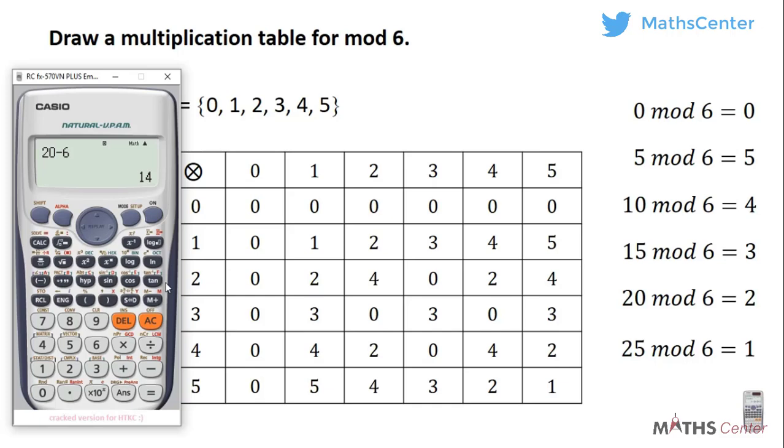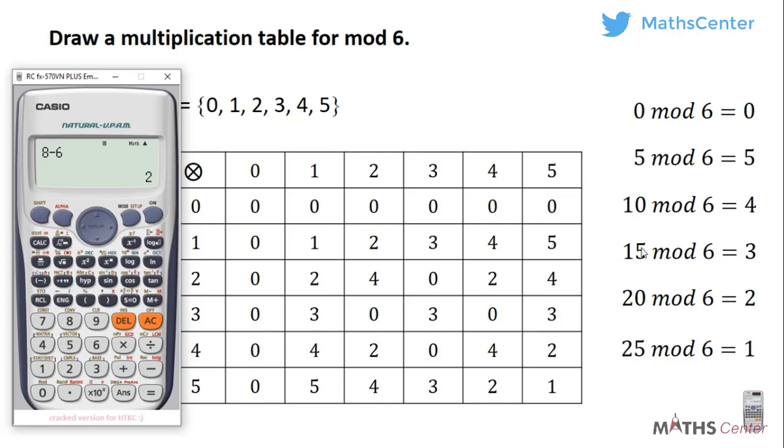14 is not less than 6. So you subtract 6 from 14. 14 minus 6 will give us 8. 8 is still not less than 6. So you subtract 6 from it again. 8 minus 6, as we all know, will give us 2. So we can see that 20 mod 6 will give us 2.